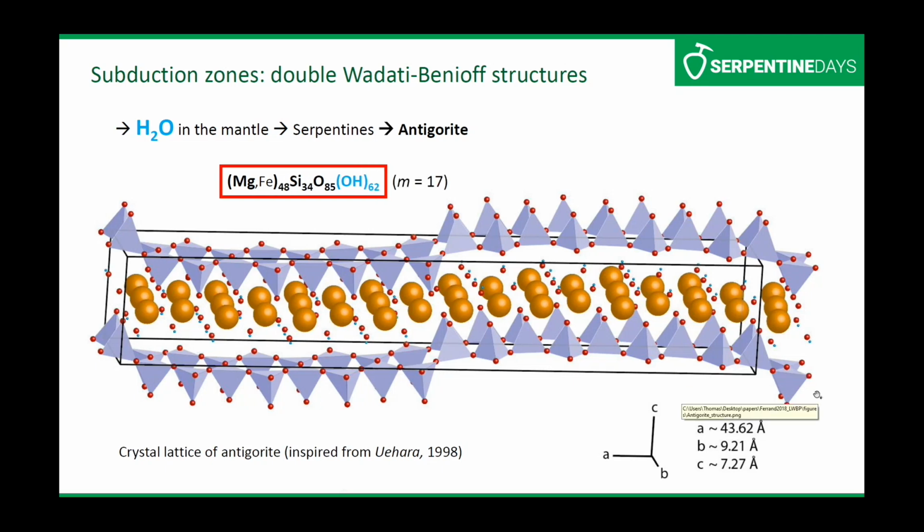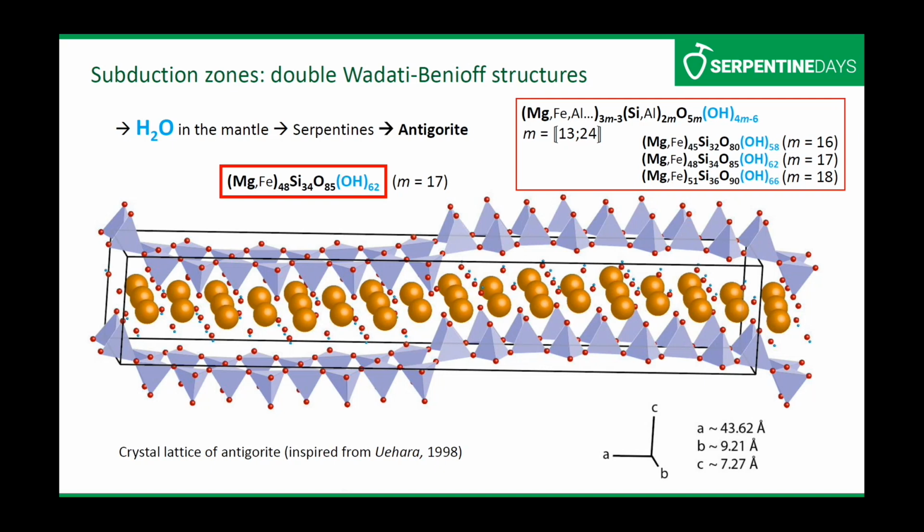Usually we simplify the formula of serpentine minerals by considering the formula of chrysotile, but actually the formula can vary. You have many different kinds of antigorite minerals with different wavelengths, the M value that can vary between 13 and 24, even though some of them are not really found in nature or rarely found in nature. The point is that they all have different stability limits, and they are all separated by a minor dehydration reaction.